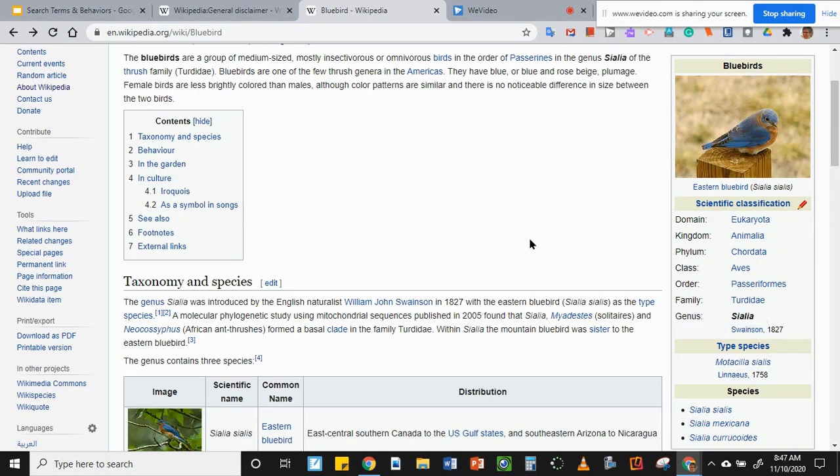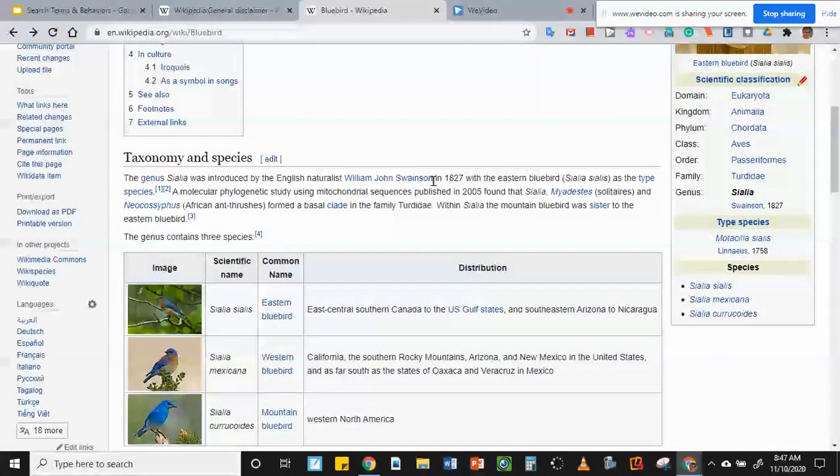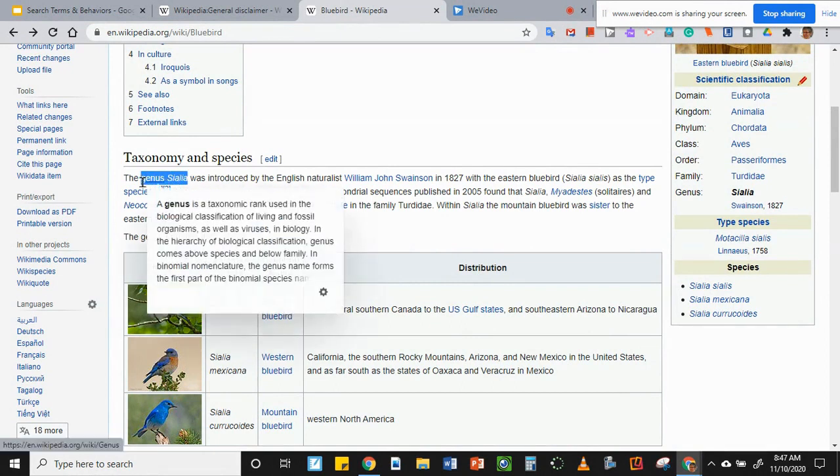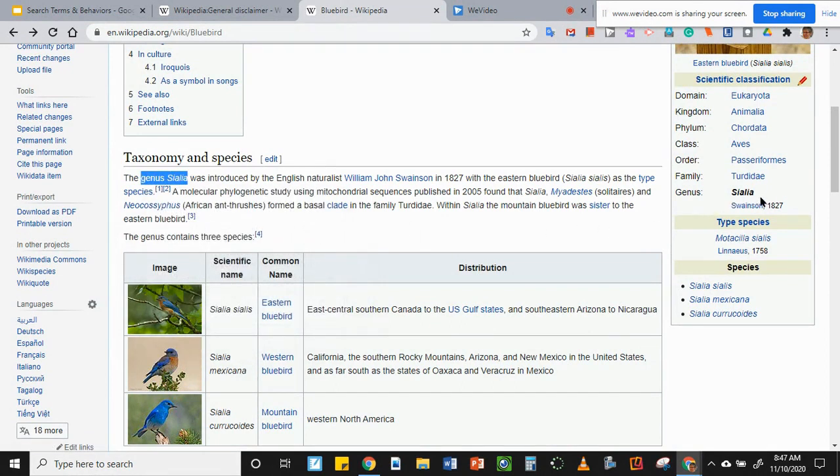The next thing that I'm going to do is I'm going to read through the text of the article. So I can see here's the genus, right? So I'm going to add genus and this name to my search term. If I missed it over here, I'm going to make sure I have it from here. Now I see something about the eastern bluebird. So I'm going to add eastern bluebird to my list of search terms.